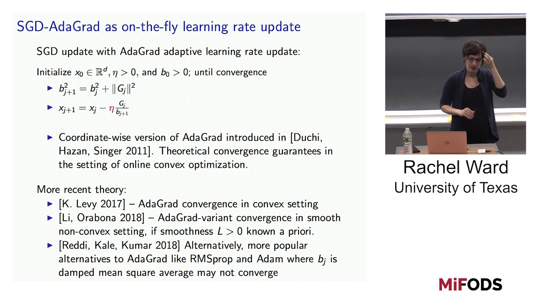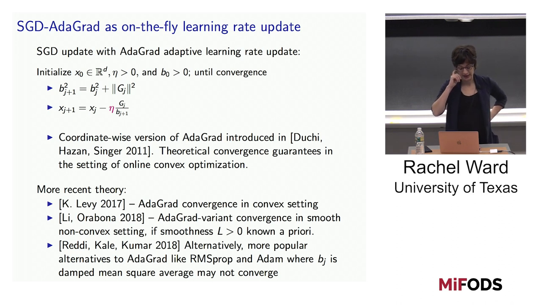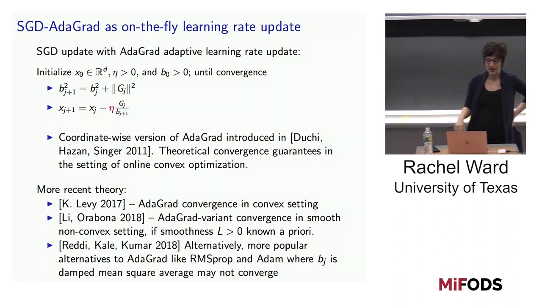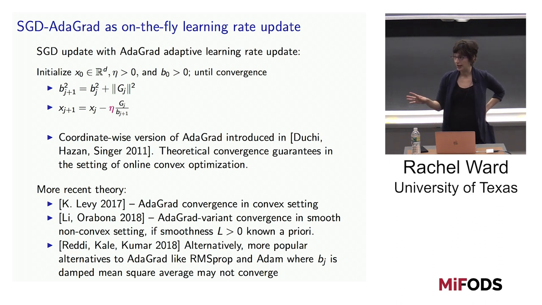More recently, in 2017, the convergence of this algorithm was analyzed. Levy proved AdaGrad convergence in the setting where the loss function is convex. Then Li and Orabona proved convergence for something close to AdaGrad in the setting of smooth, not necessarily convex optimization, but they required that the smoothness parameter L was known to set the learning rate eta. And then we'll give a result for convergence of AdaGrad that does not need to know any learning rate, any L a priori.